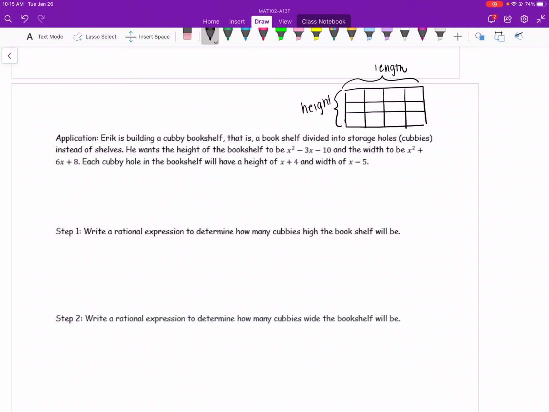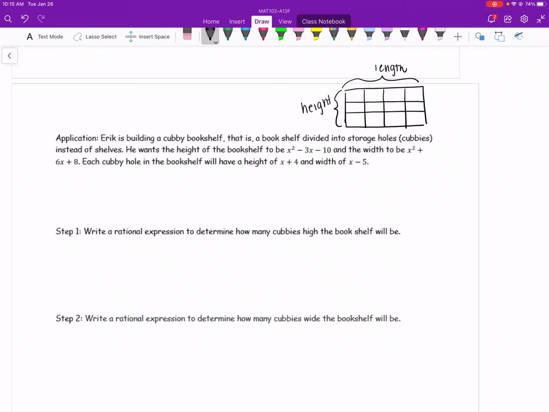Hey guys, so I wanted to take a second to go through this last example from the notes that we didn't get to in class. So the question says, Eric is building a cubby bookshelf. That is a bookshelf divided into storage holes or cubbies, which you can see I kind of drew a sketch right up above.